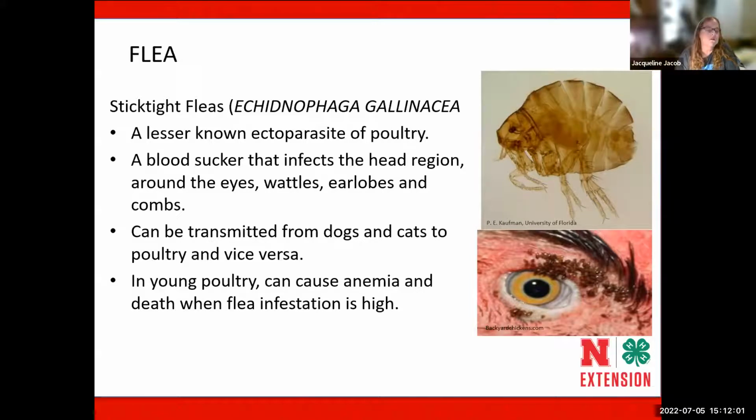They can also be transmitted from dogs and cats to poultry and the other way around. So poultry can give it to the dogs and cats. In young poultry, it can cause anemia and death if the flea infestation is high. If the infestation around the eye is really high, you can actually get blindness. But you can usually see it around the face.